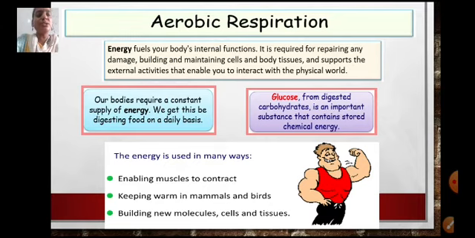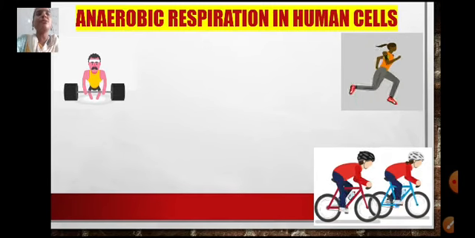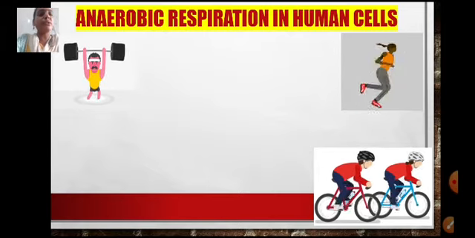Now the energy is used in many ways, enabling muscles to contract, keeping warm in mammals and birds, and also building new molecules and cells and tissues. So this is about aerobic respiration, where oxygen is required for the process of energy production.